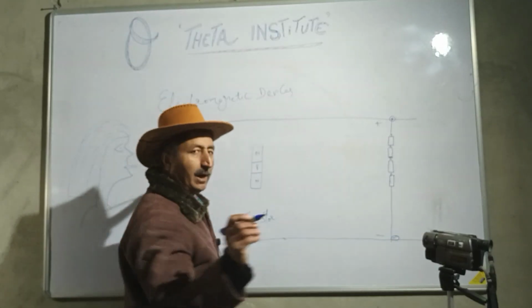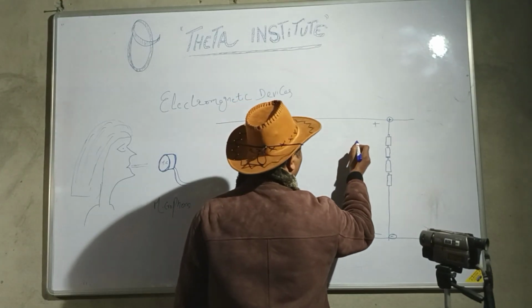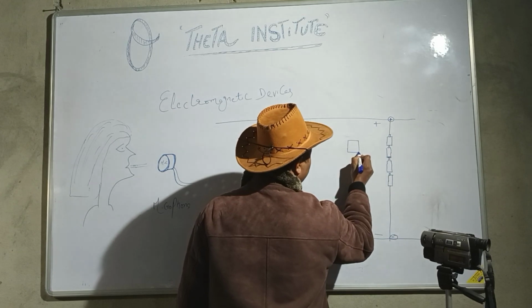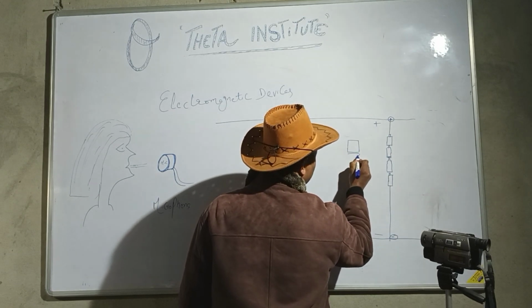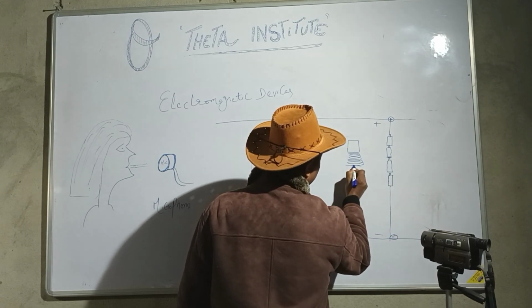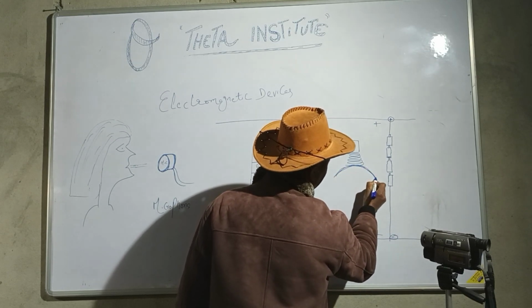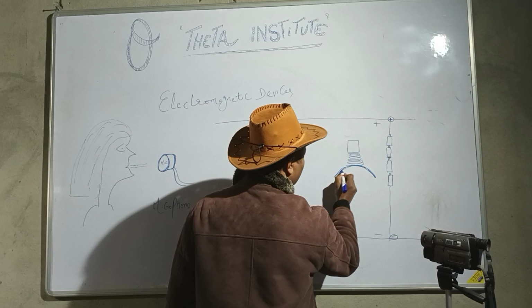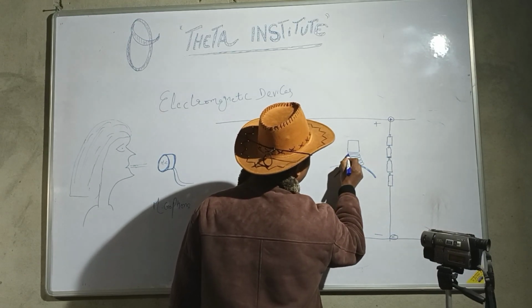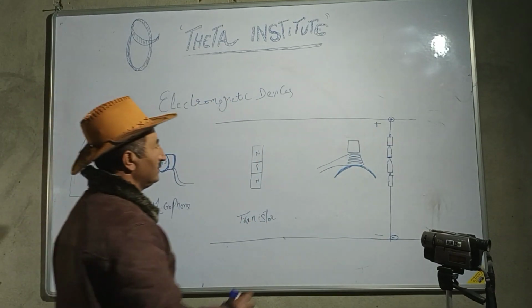Now we have to take a speaker to listen. A speaker, we have shown already, is composed of a bar magnet. Underneath is a coil connected to a diaphragm for vibration. Diaphragm may be of cloth or paper. Now these two wires will go here. This is speaker.